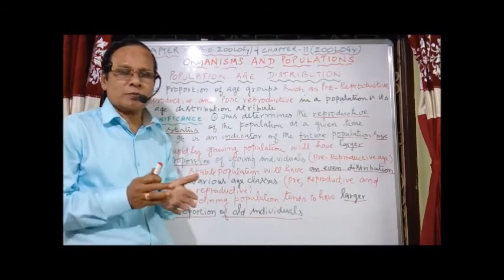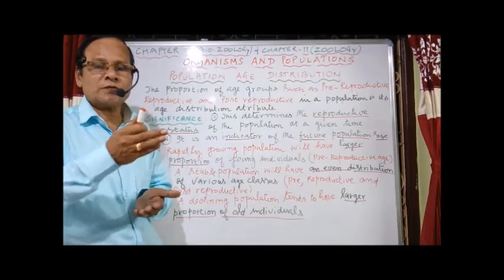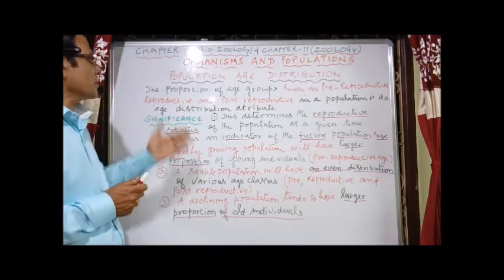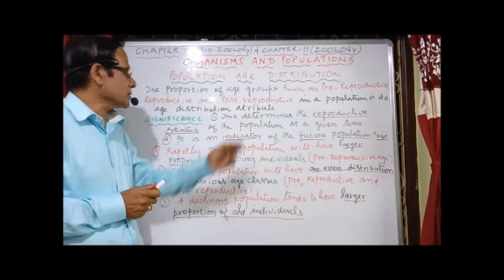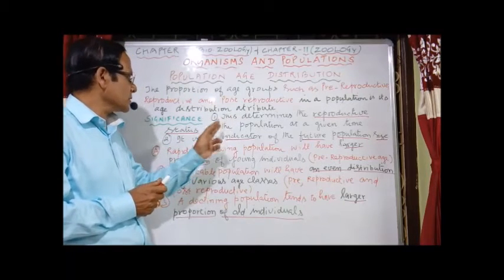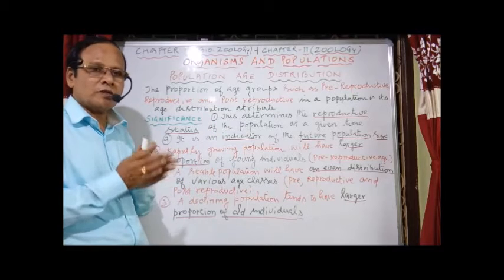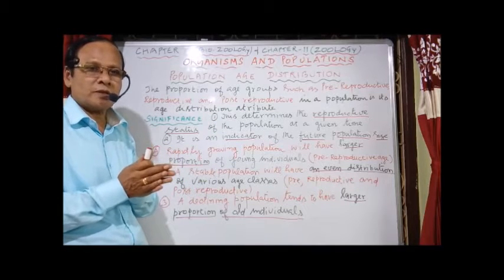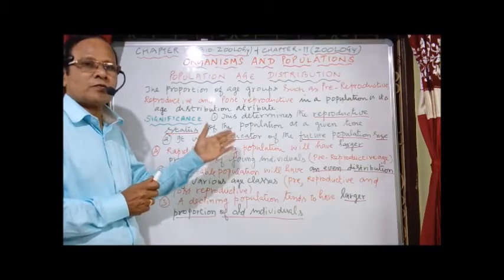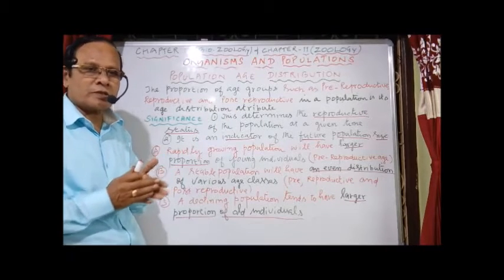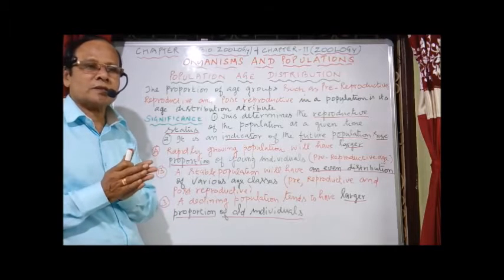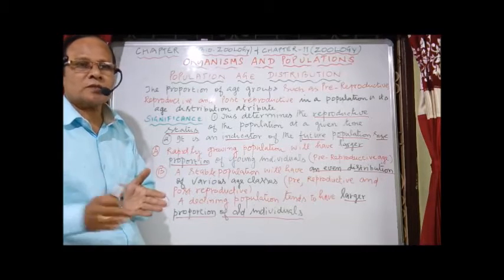attribute. That is, how many individuals you have in these three different age groups based on the status of reproduction. Now, what is its importance? This determines the reproductive status of the population at a given time, whether the population is in the pre-reproductive, reproductive or post-reproductive stage. And also, it is an indicator of future population size, whether the population is growing, stabilizing or declining. That is with reference to the size of the population in these three stages.